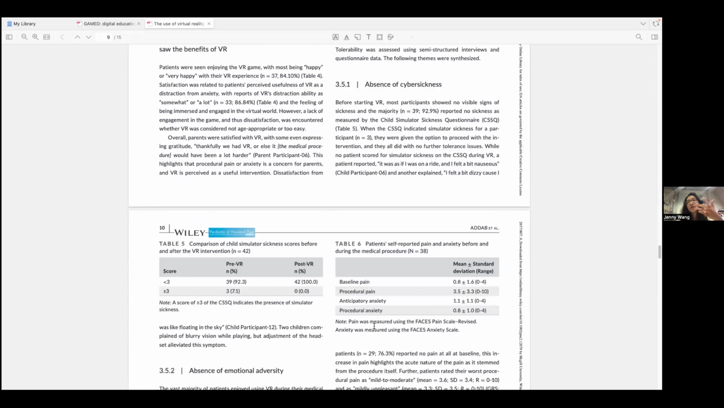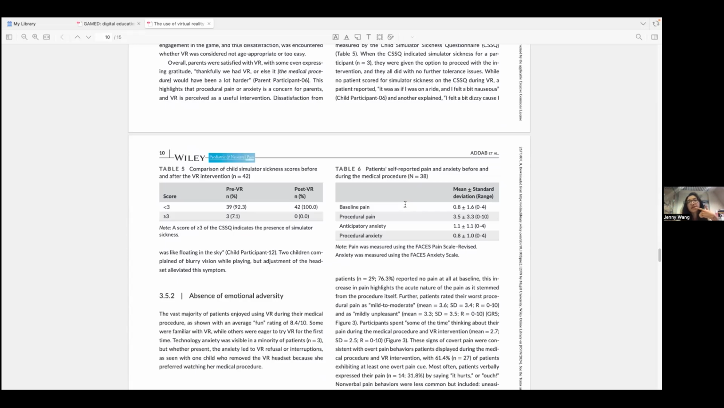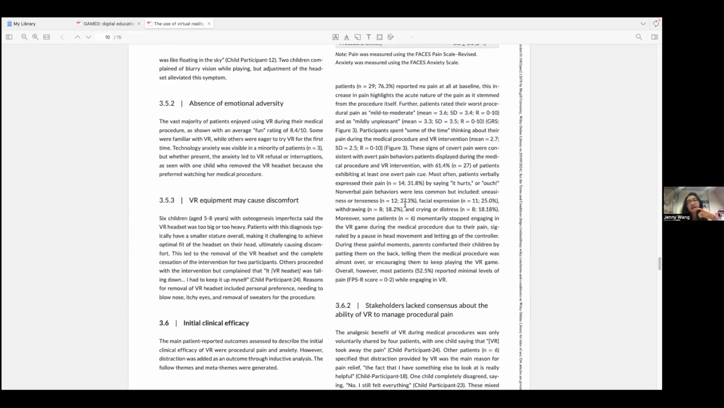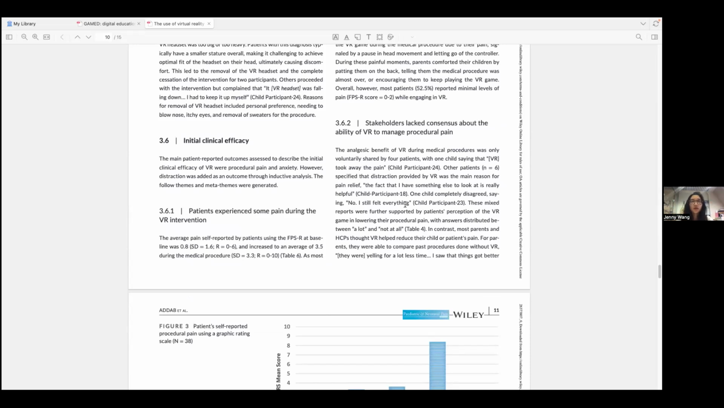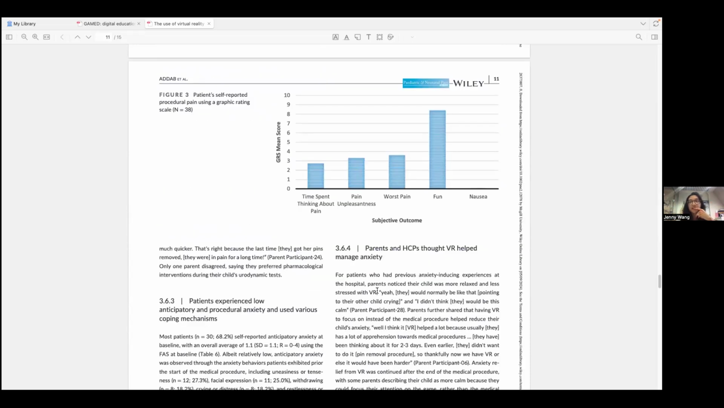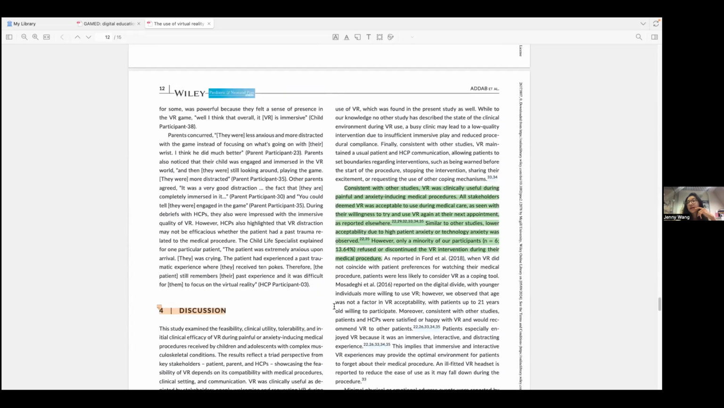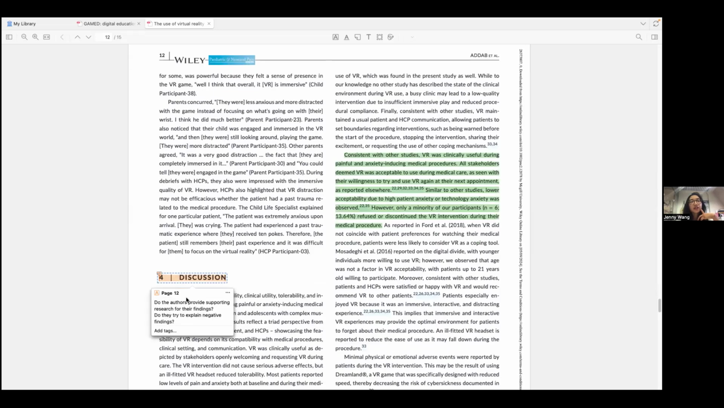And so tables are a good way to do this, but it's all field dependent, and depends on whether you're doing quantitative or qualitative research. Okay, so now we're going to go into the discussion.